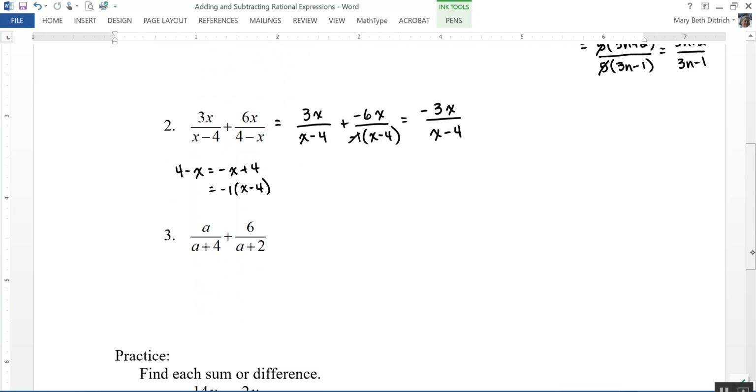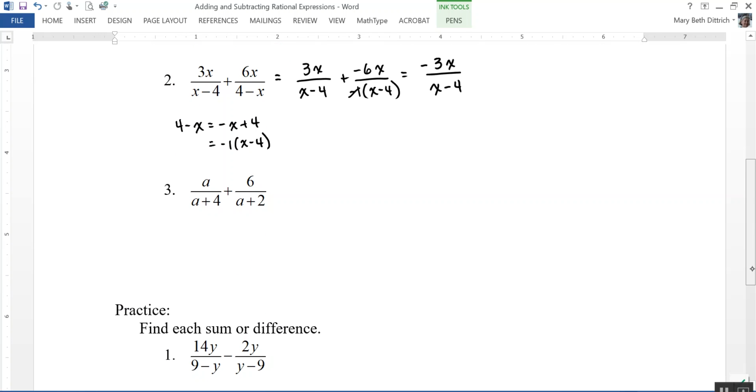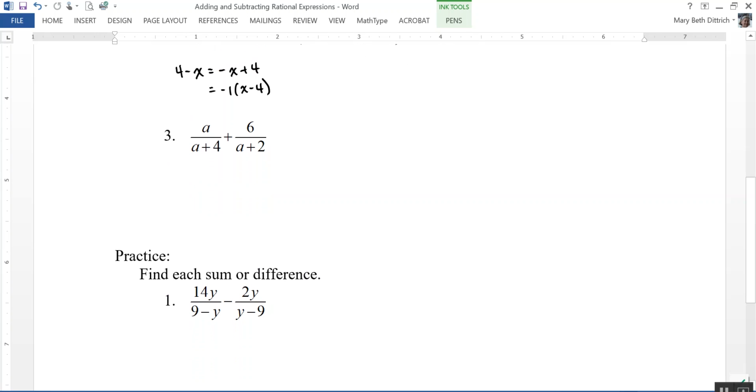And our last example here has two completely different denominators. I have a over a plus 4 plus 6 over a plus 2. So those are two completely different ones. I can't just add 2 to this one to make it a 4 because that doesn't work with fractions. You have to multiply to get a common denominator. So my common denominator is actually going to be the product a plus 4 and a plus 2.